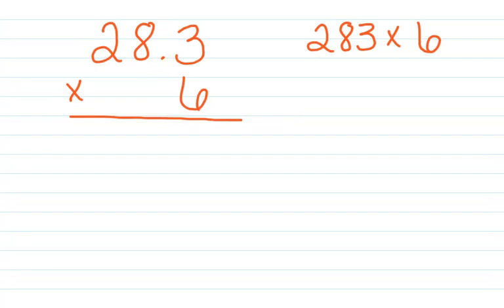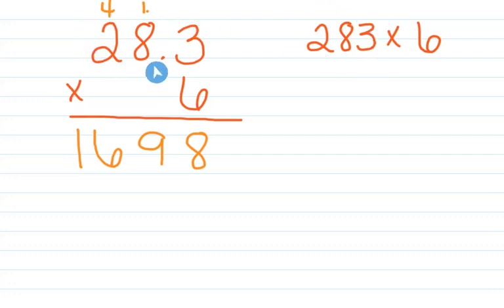So 6 times 3 is 18. I bring the 8 down, carry the 1. Then I do 6 times 8, which is 48, plus 1 is 49. I bring down the 9, carry the 4. Then my last part is 6 times 2 is 12, plus 4 is 16. So I got 1,698. But I know that that is not going to be my answer because I didn't actually multiply 283.